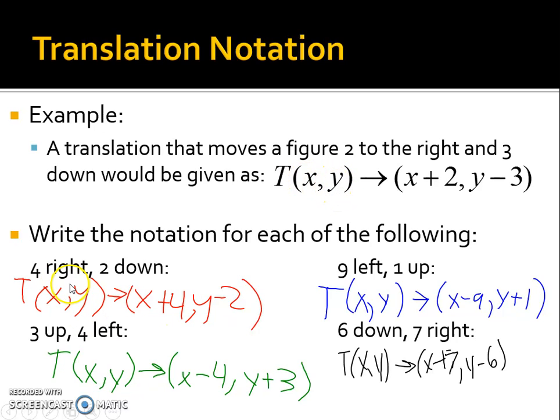So you're going to start with T, and then (x, y), and then 4 right will be x plus 4, y minus 2 for the down. 9 left will be, start with this, x minus 9, 1 up, y plus 1. And then I want you to do these two and check it.